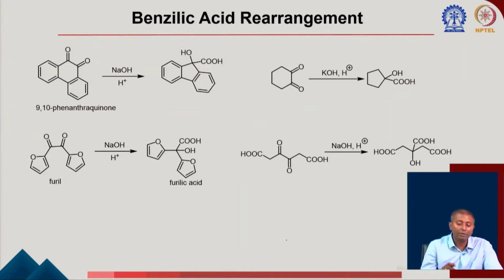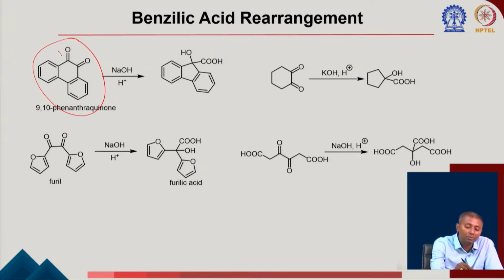One thing is that if you have a molecule with intramolecular 1,2-dicarbonyl compounds, what is going to happen in case of NaOH? Again the NaOH is going to attack here, and then this phenyl group is going to migrate internally. Once the OH attacks here, it will be O minus, then this will come back and this phenyl will migrate. That will give this product.